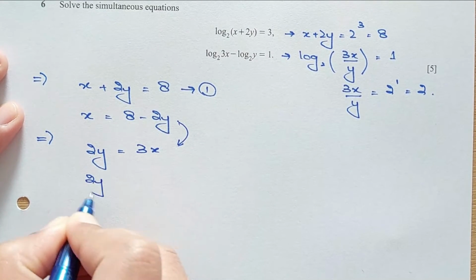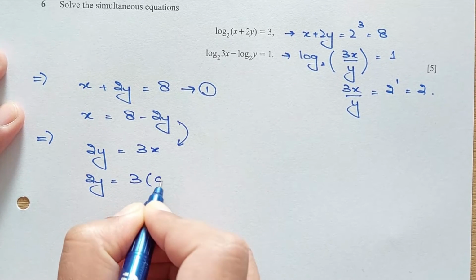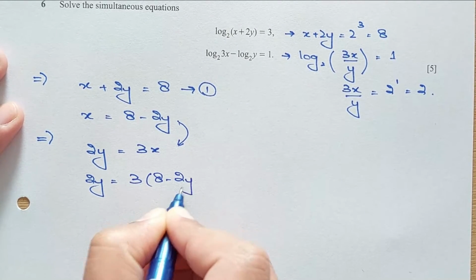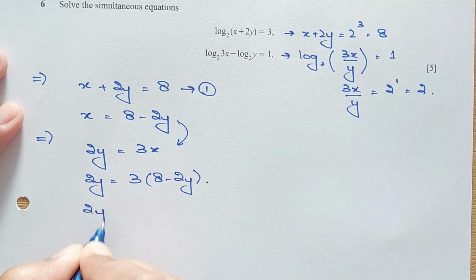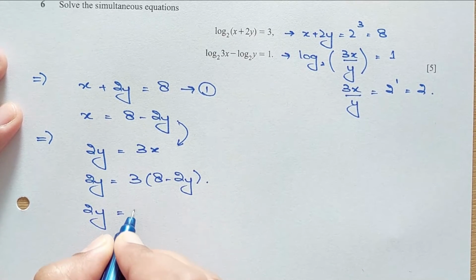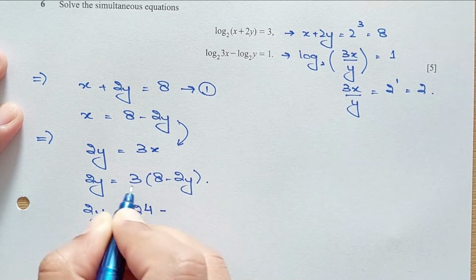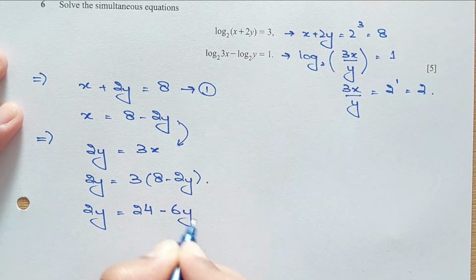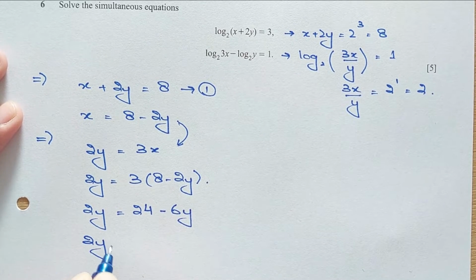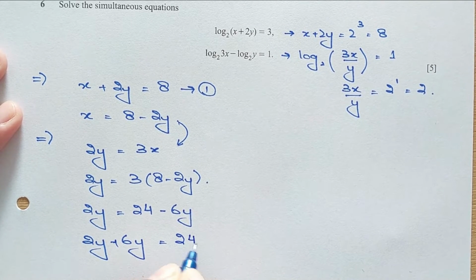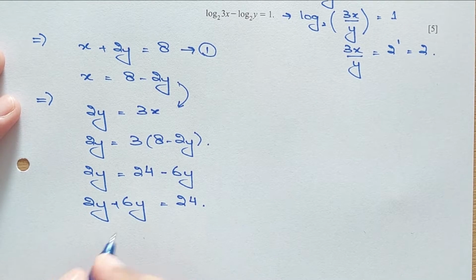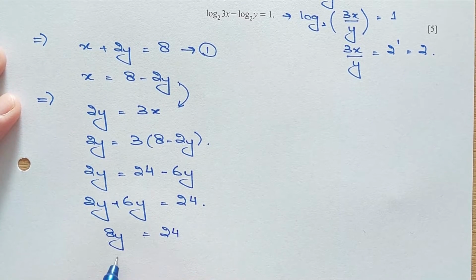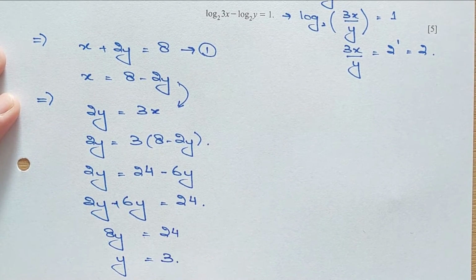So 2y equals 3 times x, where x is 8 minus 2y. So 2y equals 3 times 8 is 24, minus 3 times 2 is 6y. So 2y plus 6y equals 24, so 6 plus 2 is 8y. This is equal to 24, and y equals 24 divided by 8, which is 3, right?